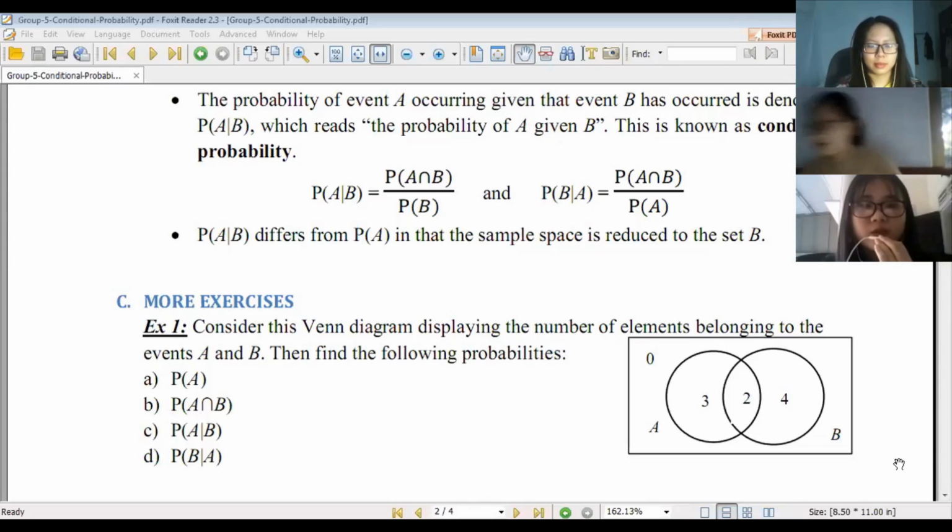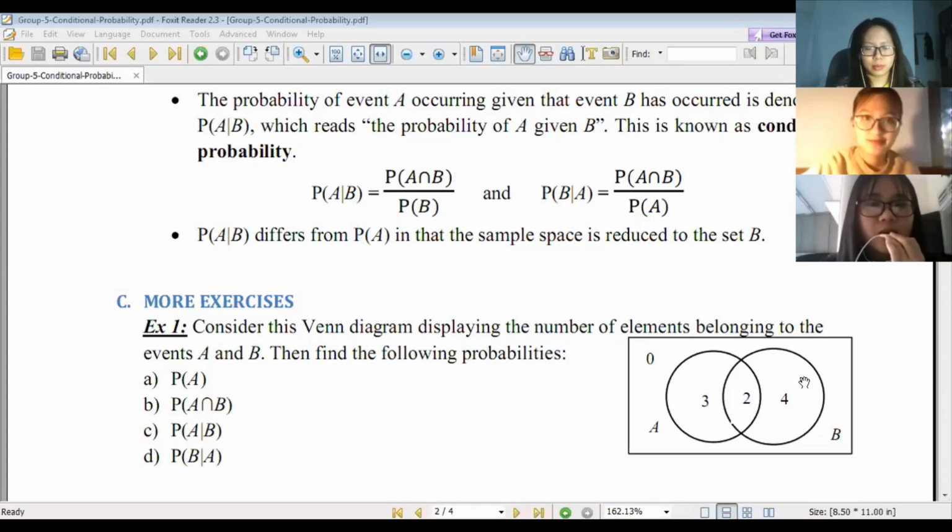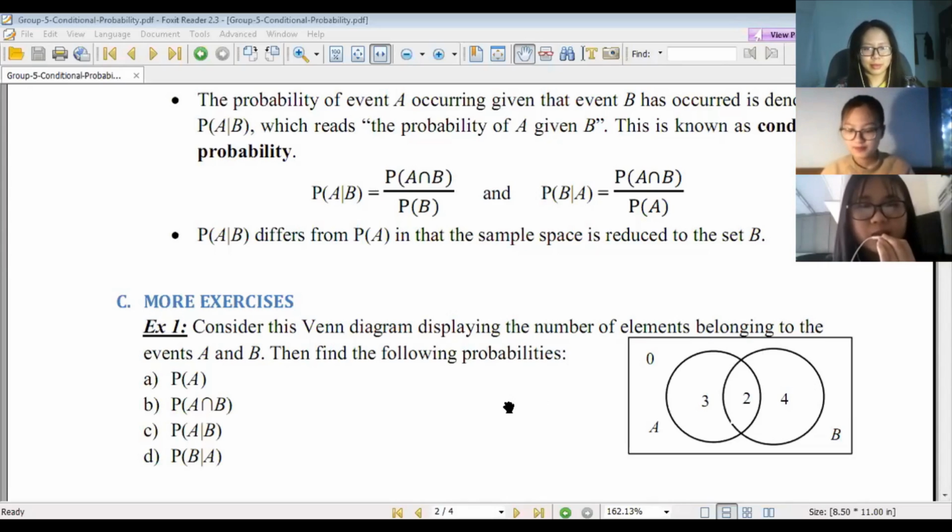Now we move on to some more complicated exercises for you to understand more about conditional probability. So the first one, exercise 1. Consider this Venn diagram displaying the number of elements belonging to the events A and B.